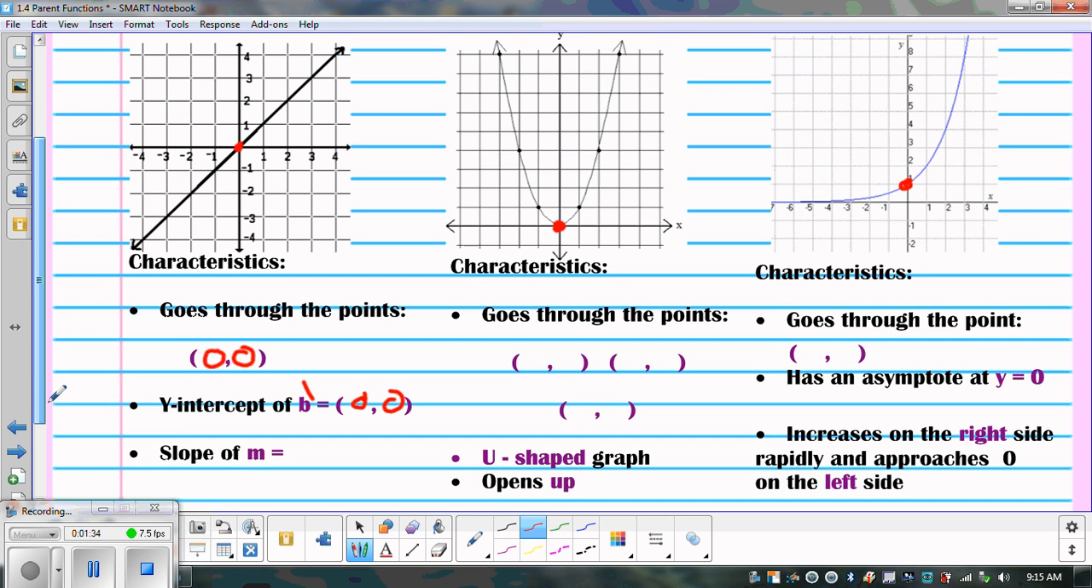The next thing I'd like you to just look at is the slope. How much is this line rising compared to running? Well, in order to get from one point to the next, it looks like we rise 1, run 1, rise 1, run 1. So we are having a slope of rise 1, run 1, and that can be reduced to just the whole number 1.